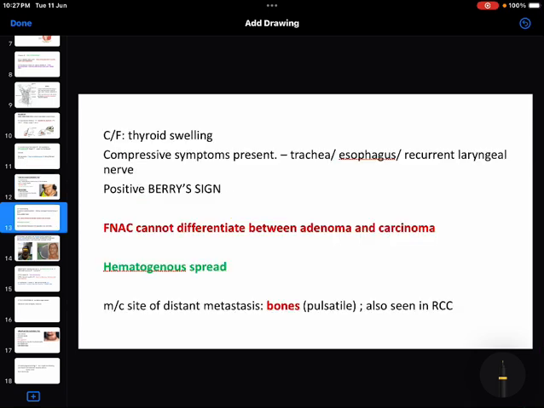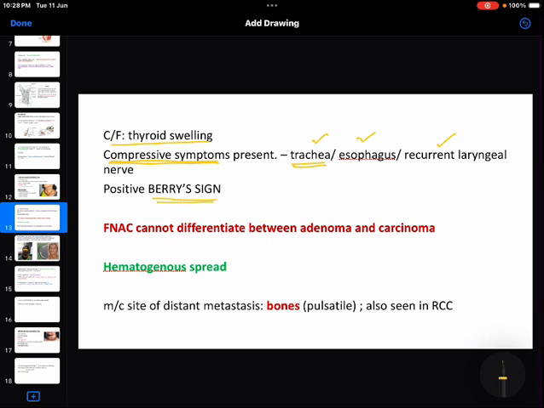Next, we are going to see about the clinical features. It presents with thyroid swelling. Like any other thyroid carcinoma, it presents as a thyroid swelling, a swelling in the front of the neck. It also presents with compressive symptoms, compressing the nearby structures like trachea, esophagus, and recurrent laryngeal nerve. It compresses the trachea to cause dyspnea. It compresses the esophagus and causes dysphagia, difficulty in swallowing. It also causes hoarseness of voice by compressing the recurrent laryngeal nerve.